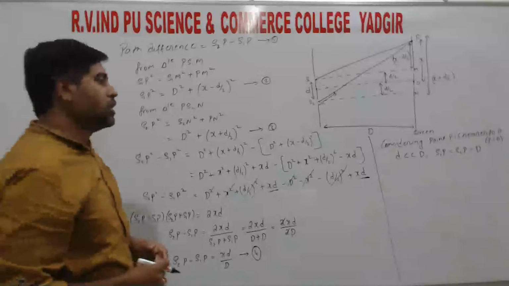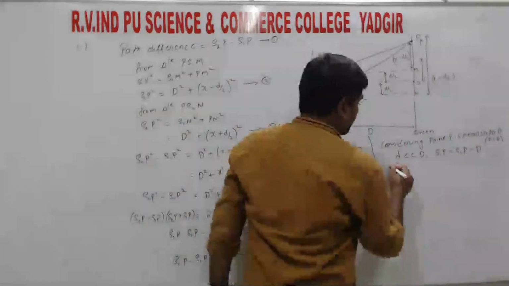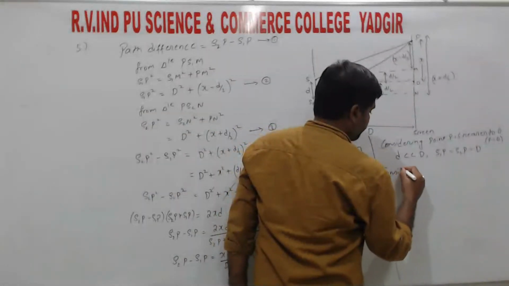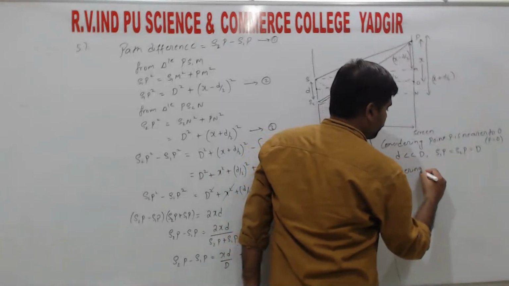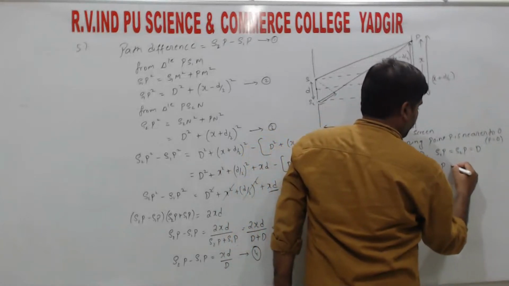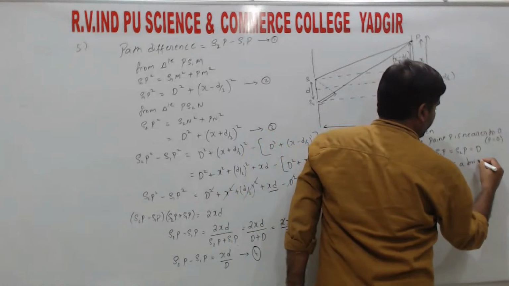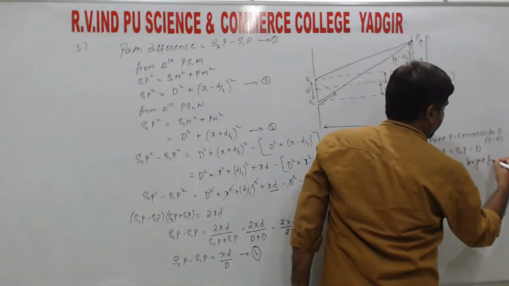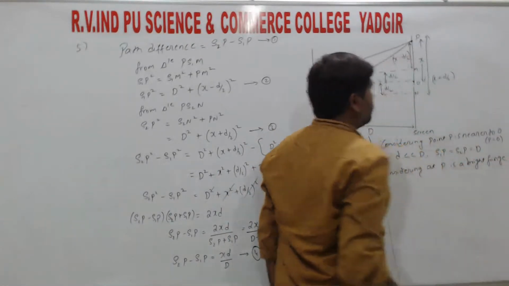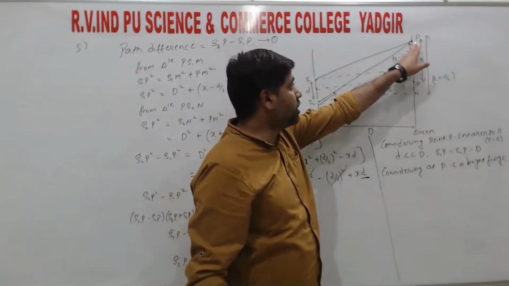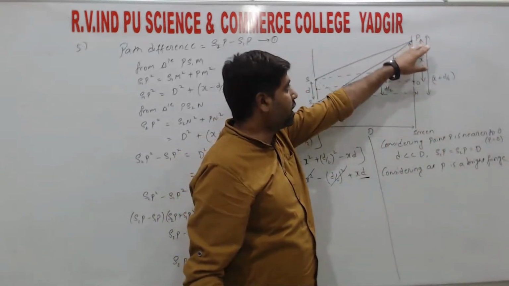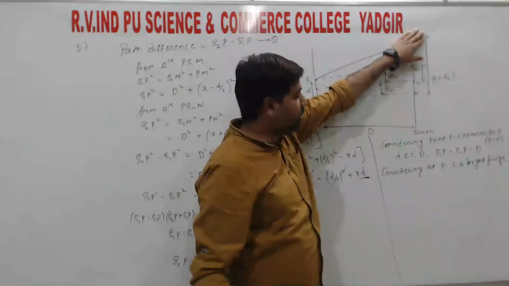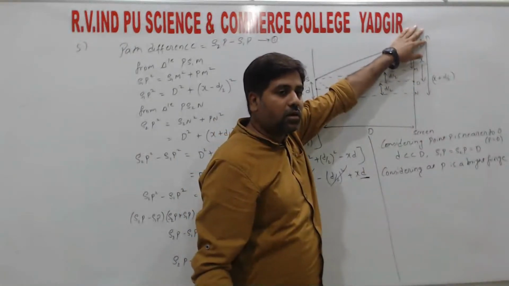So now considering the fringe that we get here. Either we can consider it as a bright fringe, or we can consider it as a dark fringe, right?